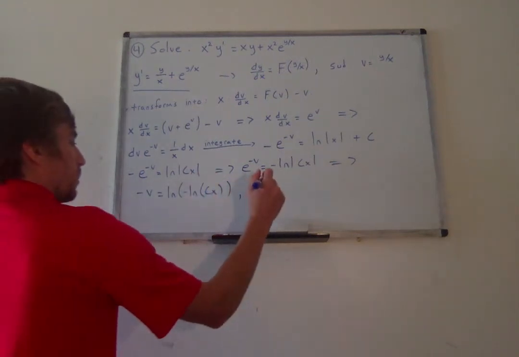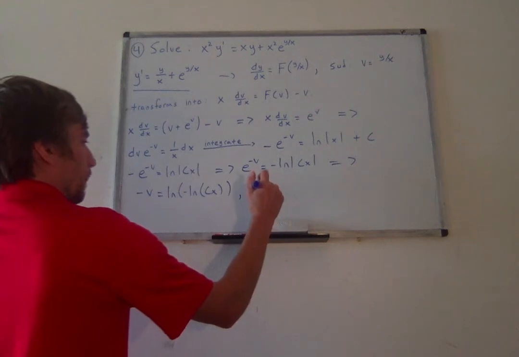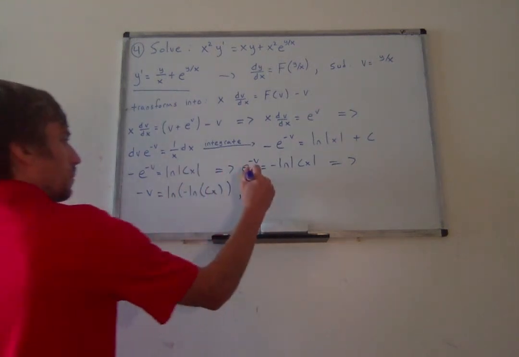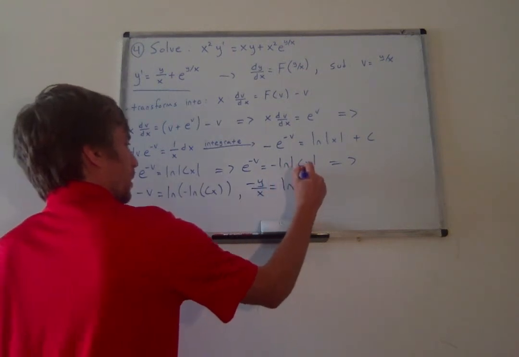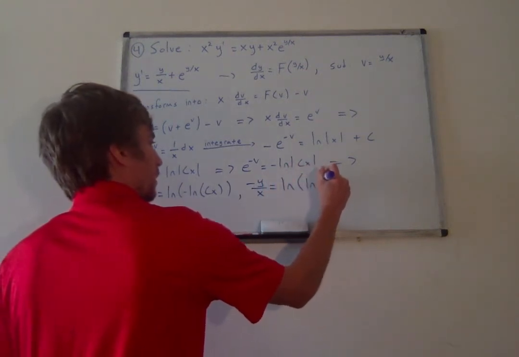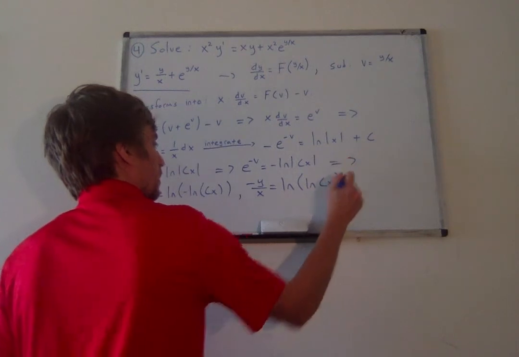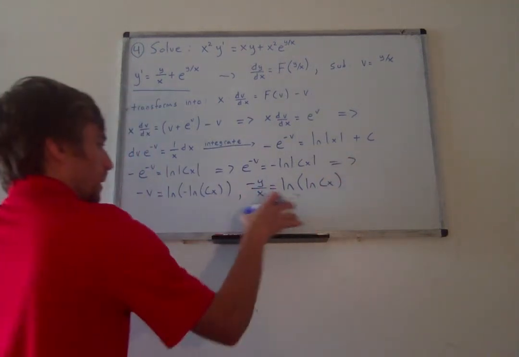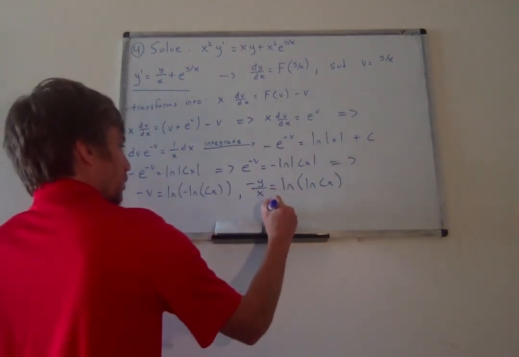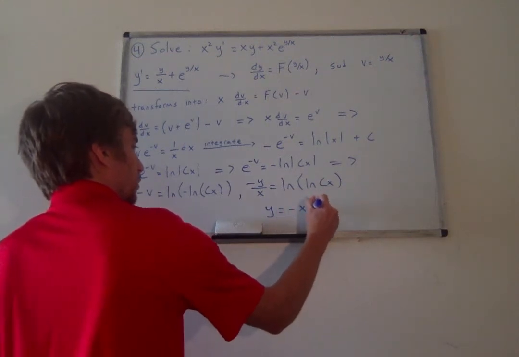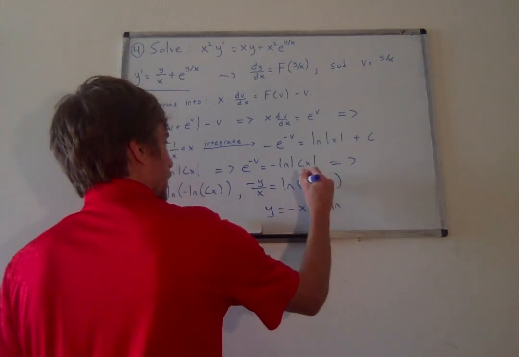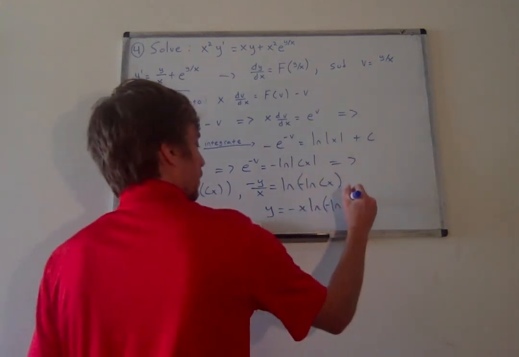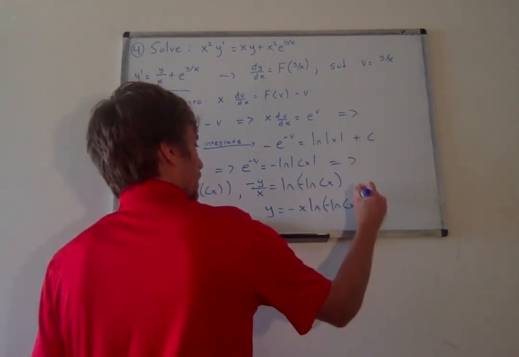Well, v, remember, was equal to y over x, so we get y over x is equal to the natural log of the natural log of cx. And so now we can just bring over a negative x to get that y is equal to x times the natural log of the negative natural log of cx.